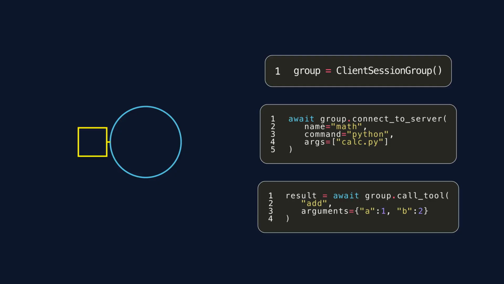But watch out for name collisions. If your calculator has an add function, and your spreadsheet server also has an add function, the session group will throw an error. You can use the component name hook to rename them on the fly, turning them into calc_add and sheet_add to keep everything organized.